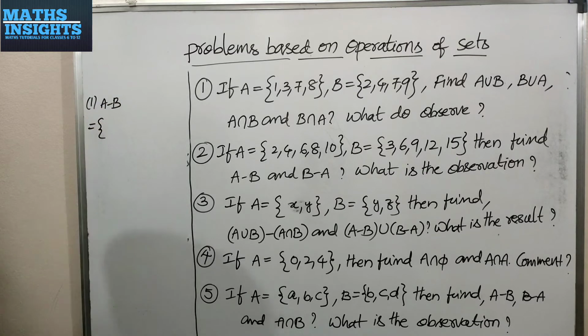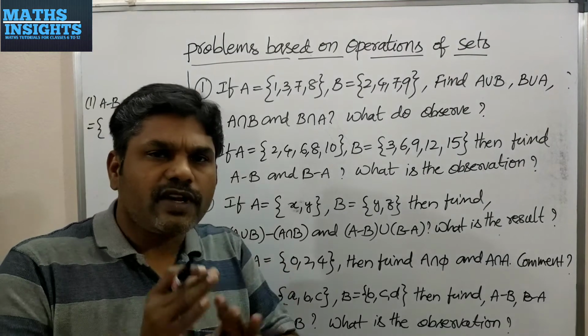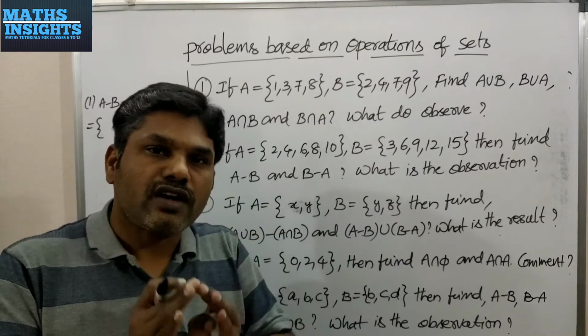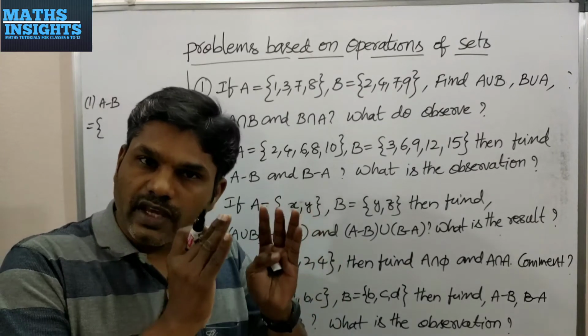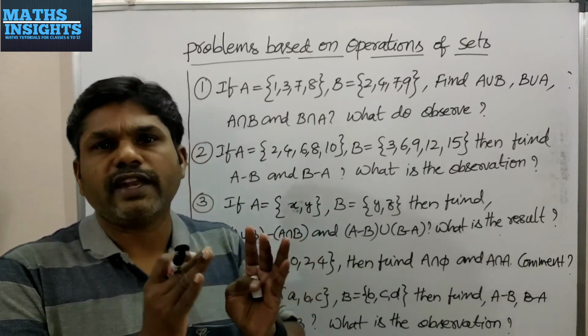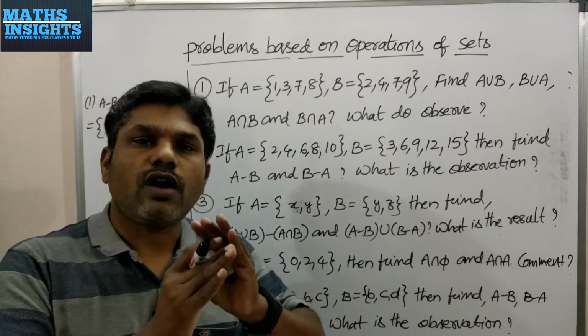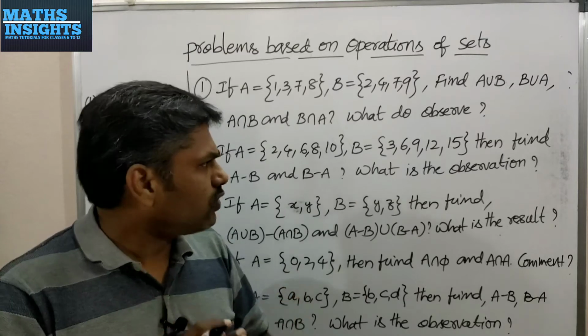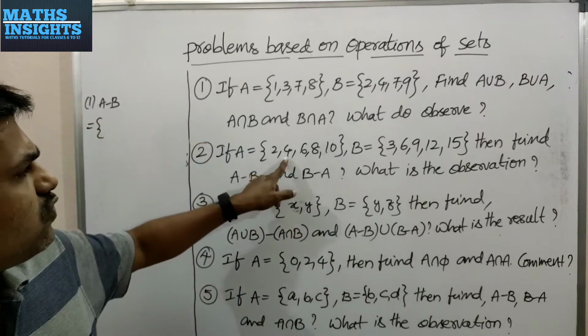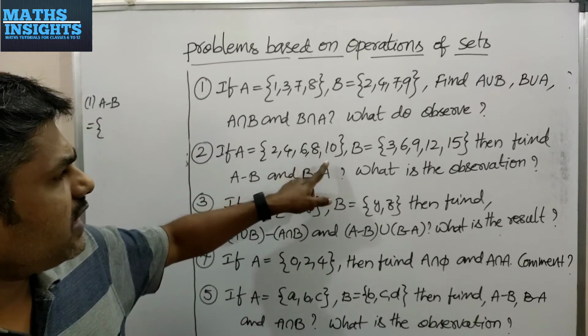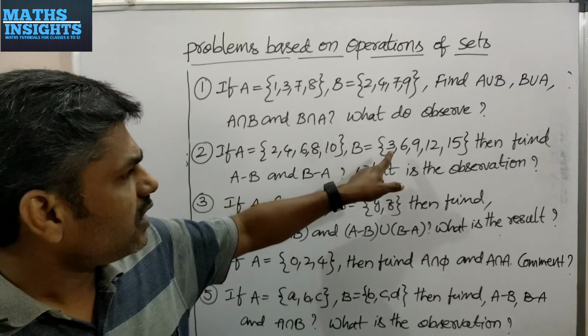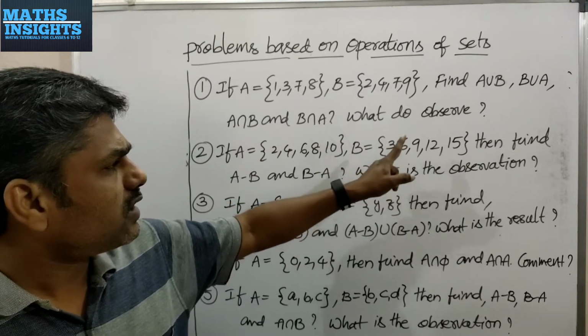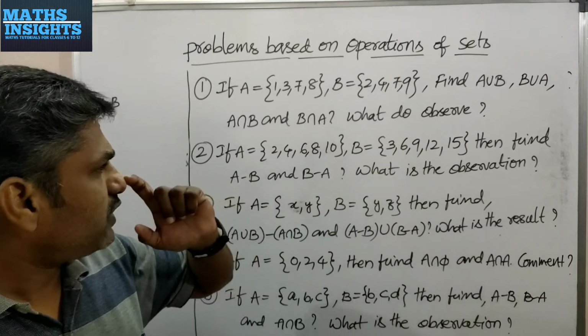You know what is meant by A minus B. A minus B is a set which contains the elements of A only. If there are any elements of B, you have to remove them and write the elements of A only. If you observe, A is {2, 4, 6, 8, 10}, and B is {3, 6, 9, 12, 15}.